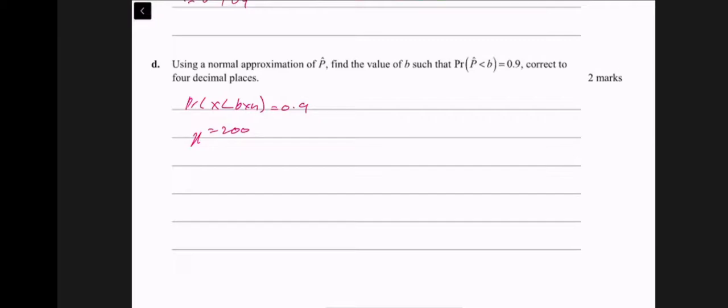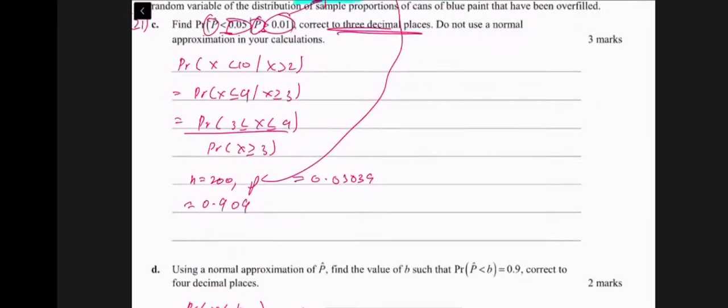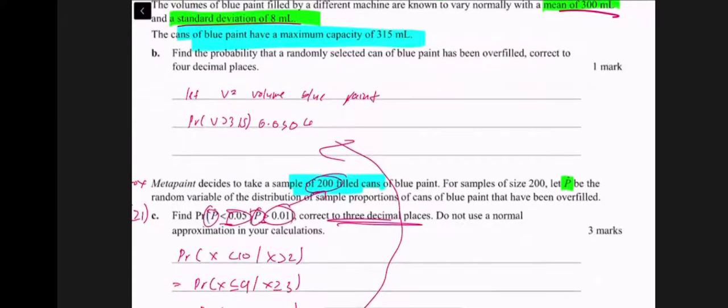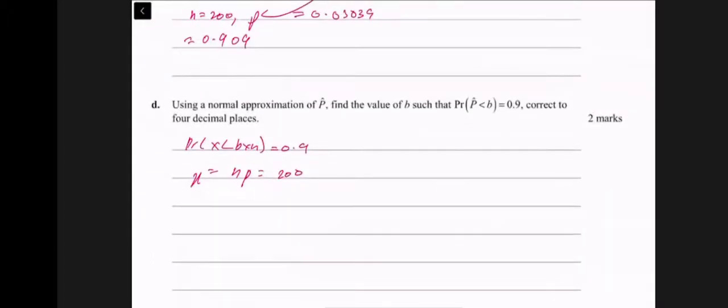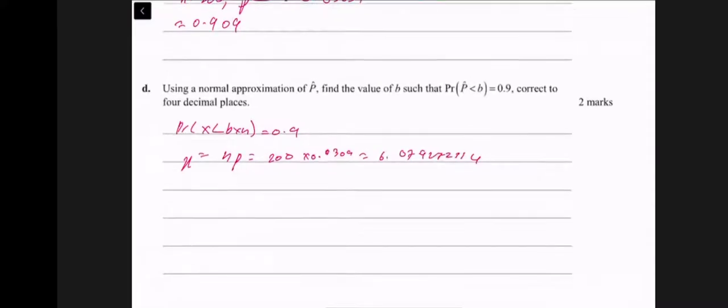So the expected value is always np. So n is 200 here, and then p is the probability value again, so just this one, times 0.0309 approximately, which is 6.07927235. That's what I got when I did it. And then standard deviation is the square root of np(1 minus p). It's 2.42755.